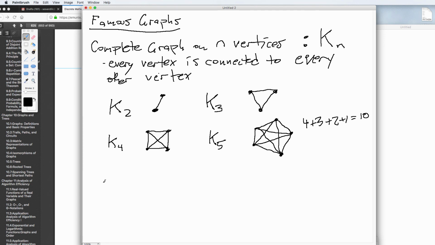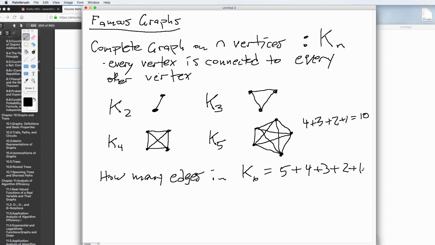So if I would say to you, how many edges in K6? Well, that's going to equal 5 plus 4 plus 3 plus 2 plus 1. And here's the theorem.